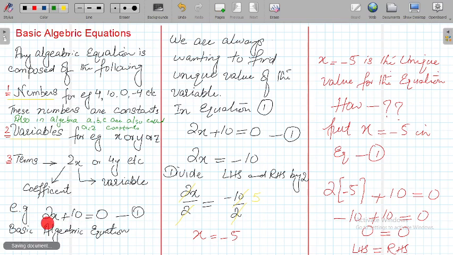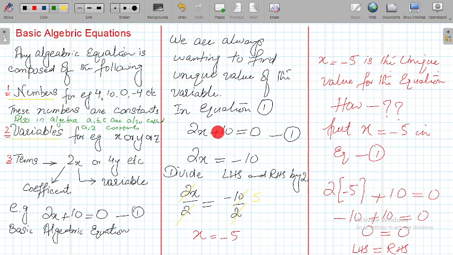Let's understand this theory by taking a basic numerical algebraic equation: 2x plus 10 is equal to 0. We always want to find the unique value of this variable x, which will balance this algebraic equation. So, 2x plus 10 equal to 0. Very easily, we can take this 10 from the left hand side to the right hand side.